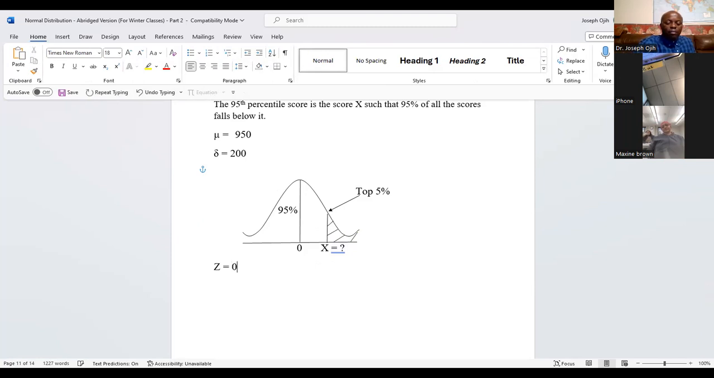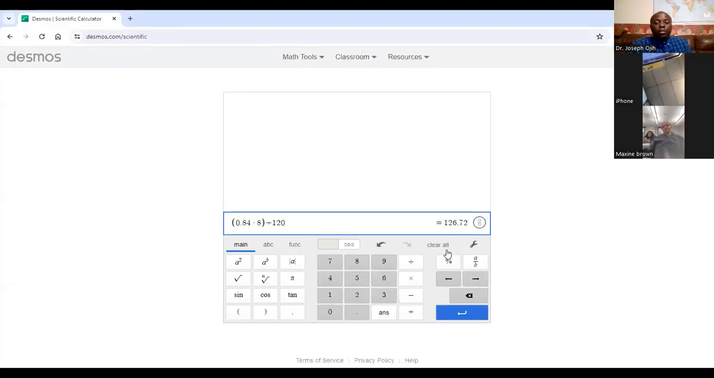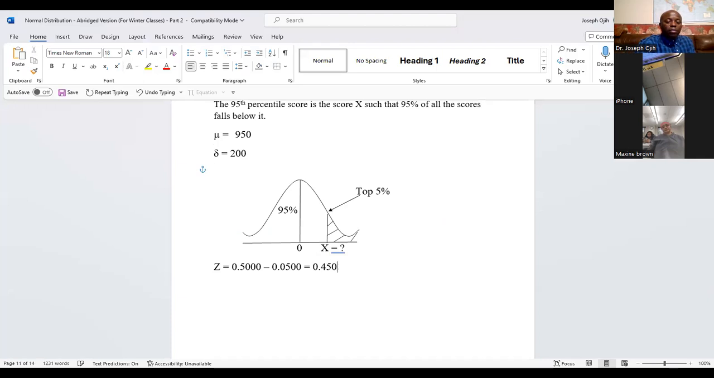That means it's going to be 0.5 minus 0.05. So 0.5 minus 0.05. Let's look at it here on the calculator. 0.5 minus 0.05 gives 0.45. 0.4500.